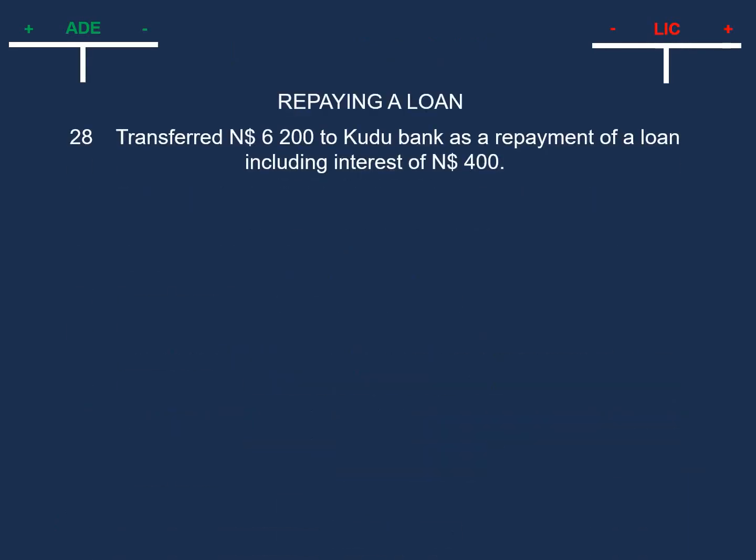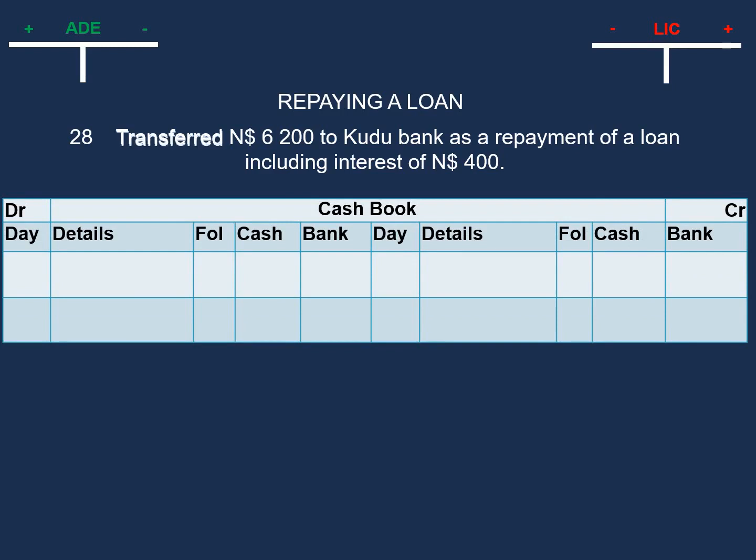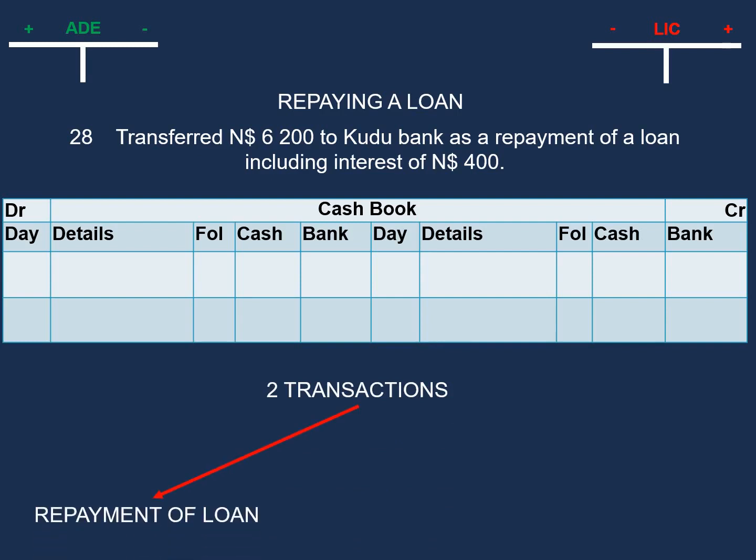Now on the 28th, transferred 6,200 to Kudu Bank as a repayment of a loan, including the interest of $400. Now again we will have our cash book, and since we see the word transferred, we will enter that into the bank column. But this transaction has two transactions involved. It's firstly the repayment of the loan, and the second transaction will be the paying of the interest, just as it states in our transaction on the 28th.